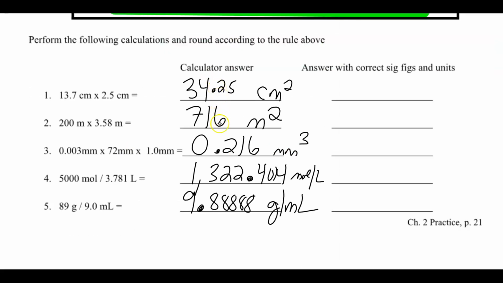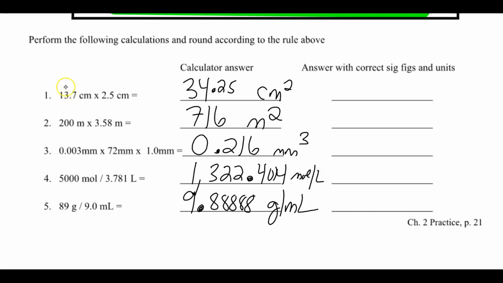Okay, so here's what you should have gotten for your calculator answers. We've got centimeters squared, meters squared, millimeters cubed, moles per liter, which is a measurement of the concentration of a solution. We'll come to that in chapter 12, probably in the spring. And then we have grams per milliliter. That's a density measurement right here. It should look familiar. So we've got to go through and figure out how many sig figs are in the inputs, in the factors of the problem, and that determines how many we can have in our final answer.